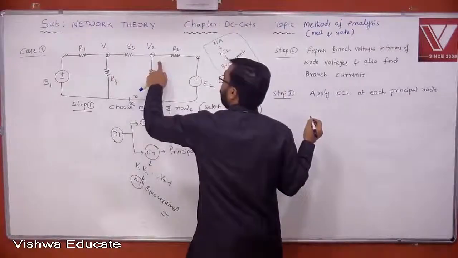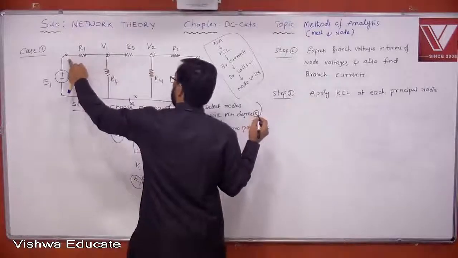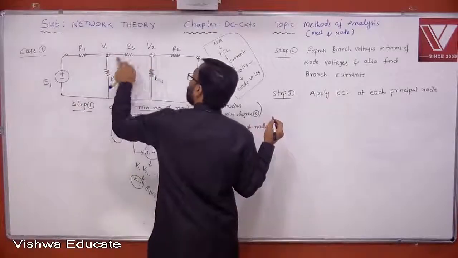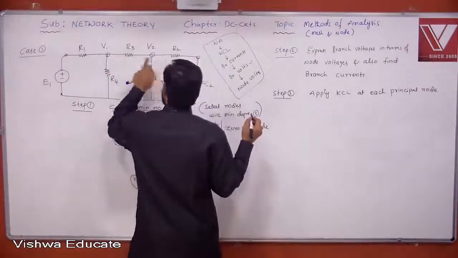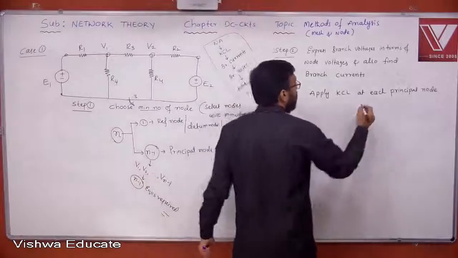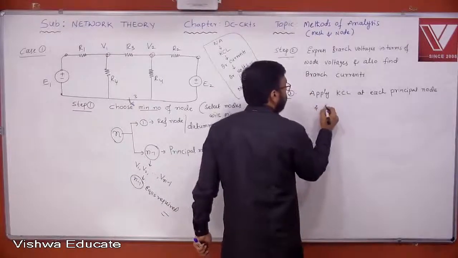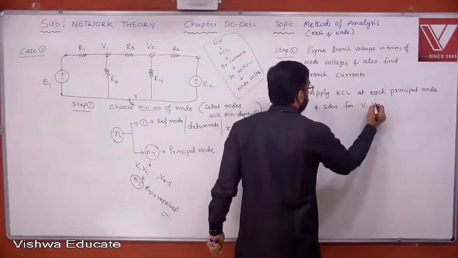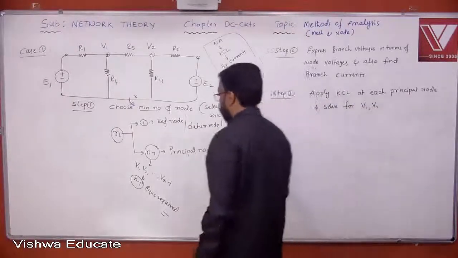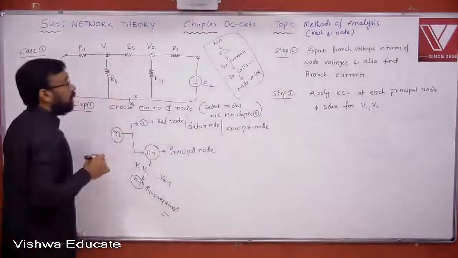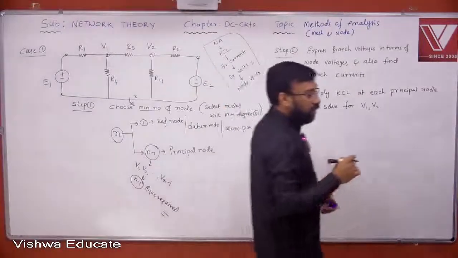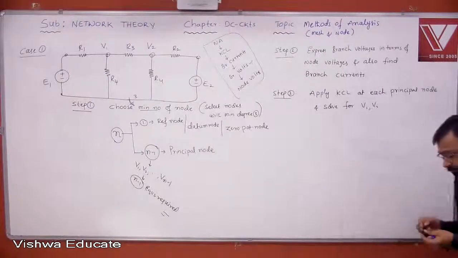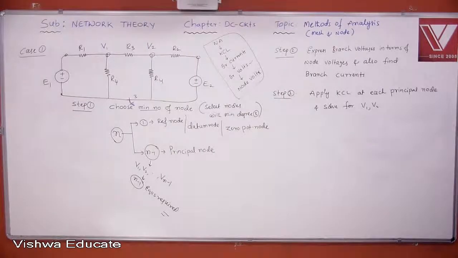That means here and here. Don't apply here. You can apply here. It doesn't matter. But the more disciplined, systematic method is that here you can apply. Apply KCL at each principal node and solve for V1, V2, and so on, Vn minus 1 in general. So please note down this first, and then I will execute step 1, step 2, step 3. Let us execute it. Note down it quickly.